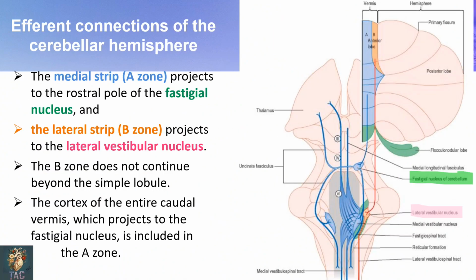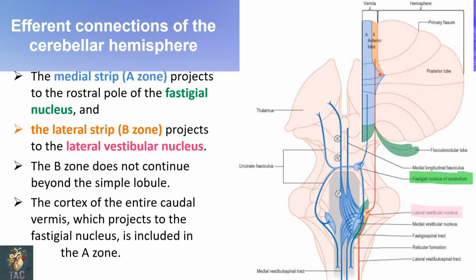The efferent connection of the cerebellar hemisphere, again you can see this is the medial strip, called the medial strip or the A zone, which projects to the rostral part of the vestibular nucleus. Here you can see this is the vestibular nucleus, and this is related to the A strip or the medial zone of the cortex. These are the efferent connections which are present in the cerebellar hemisphere.